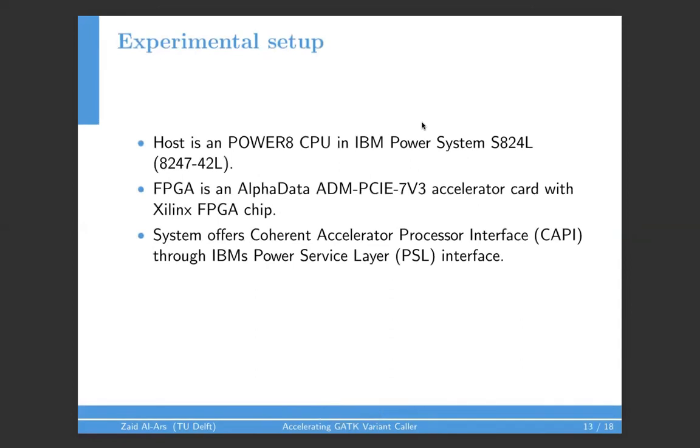In order to validate the results that we have achieved in our work, we run a number of experiments on an accelerator system that uses the Power 8 CPU on a power system with an attached Alpha Data FPGA that uses a Xilinx FPGA chip. The accelerator is connected to the system using a coherent accelerator processor interface, or CAPI interface, that is connected through the IBM Power Service Layer, or PSL interface.